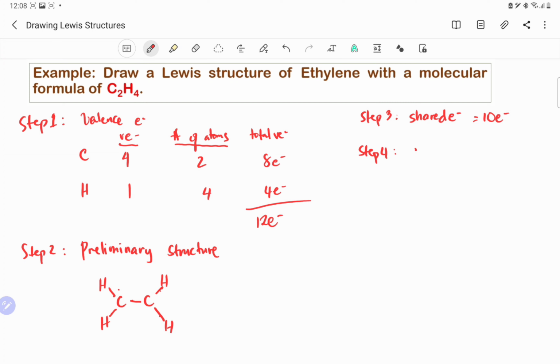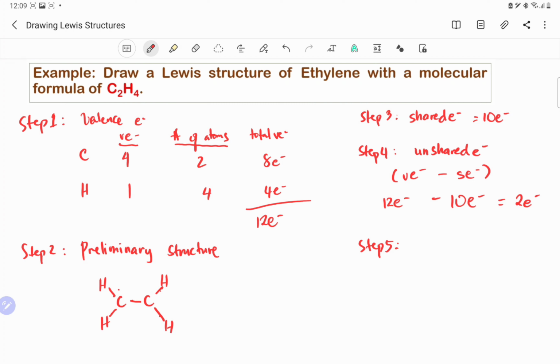And step 4 is the unshared electrons, which can be obtained using this formula, total valence electrons minus shared electrons. Okay, so in this case, 12 electrons from step 1 minus the shared electrons in step 3, we have 2 electrons. Now, in this step 4, we get the unshared electrons, right? So, in this case, 2 electrons. So, we need to distribute these 2 electrons around the preliminary structure.